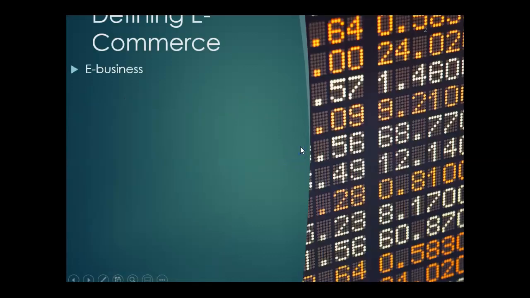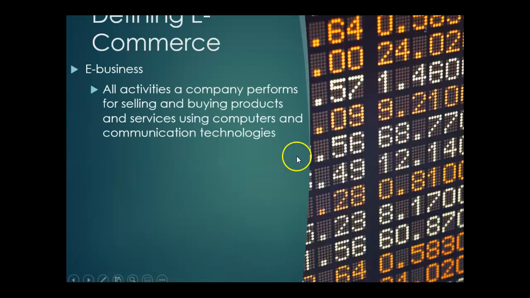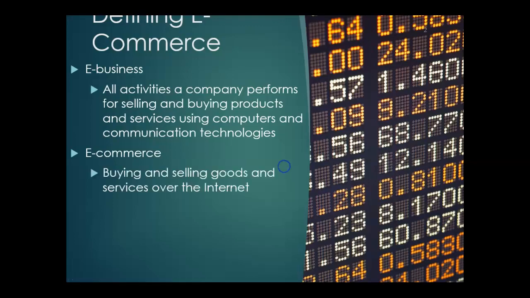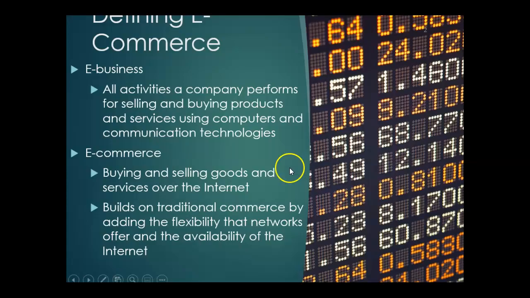So what is e-commerce? It's really just e-business. It's all activities a company performs for selling and buying products and services using computers and communication technologies. Well, e-commerce is the buying and selling of goods and services over the internet. So e-commerce is part of e-business. It builds on traditional commerce by adding the flexibility that networks offer and the availability of the internet. So it's buying and selling online.